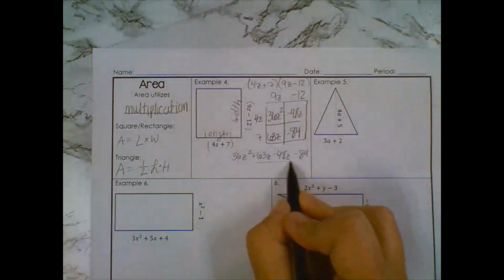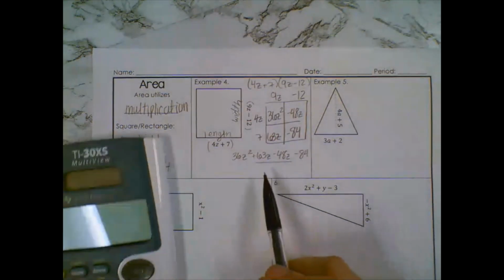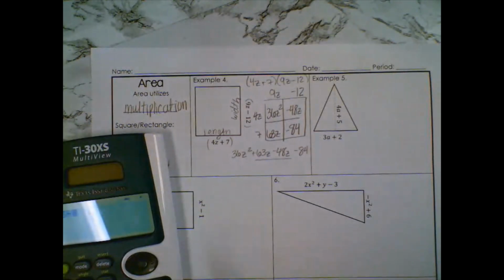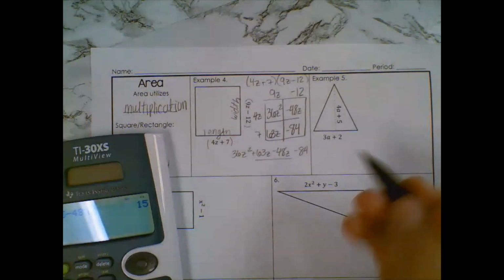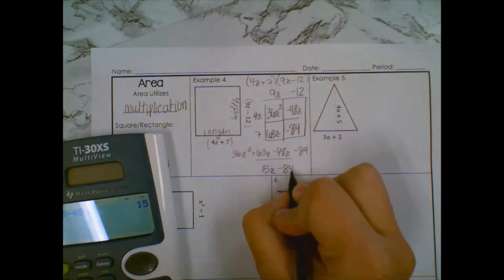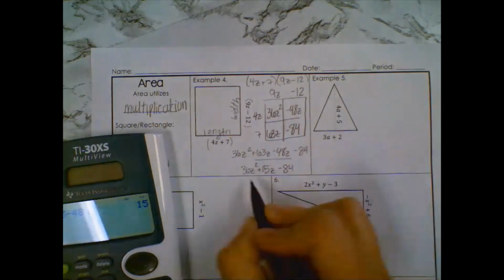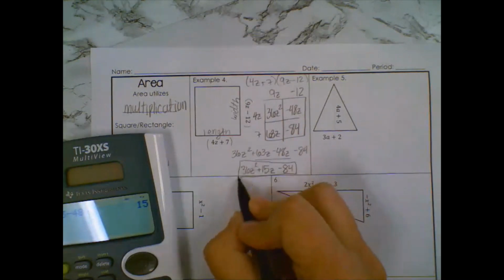So we want to look for like terms. It doesn't happen every time, but it does happen. And so we're going to combine by adding the coefficients, right? So 63 minus 48 is going to give us 15. So this becomes 15z. So we have 36z squared plus 15z minus 84. So that's the area. This represents the area.